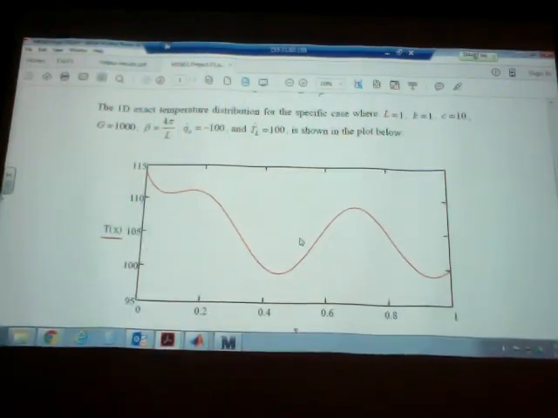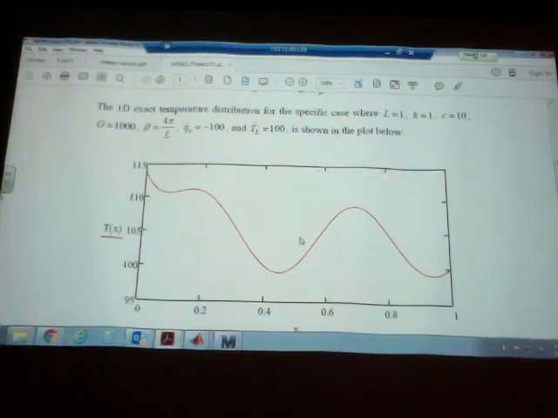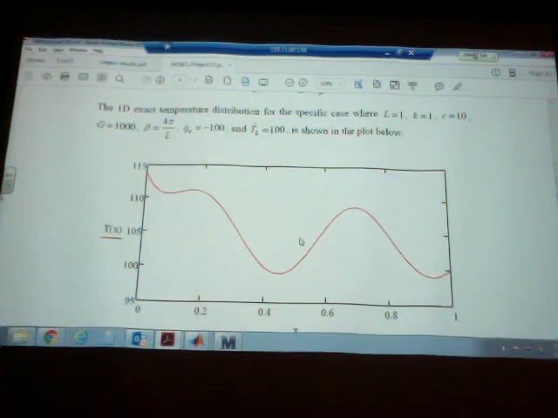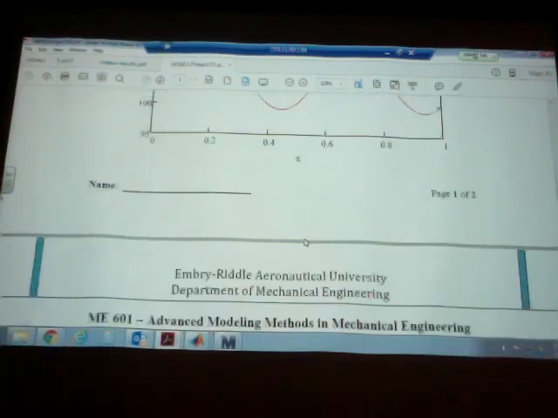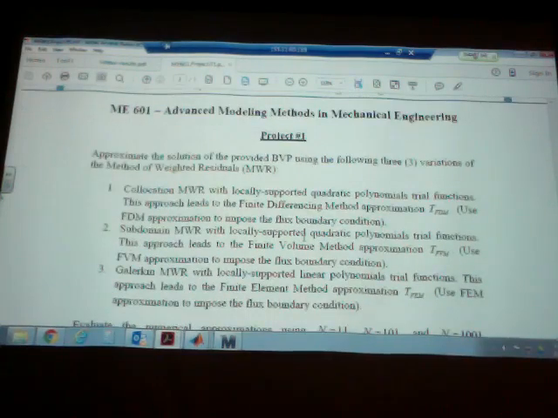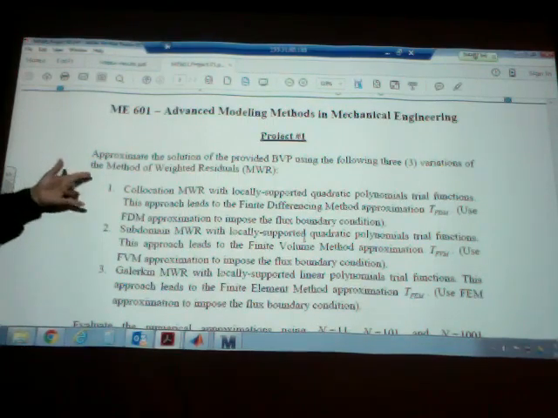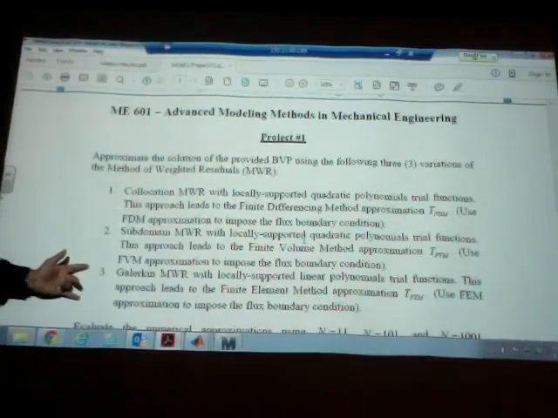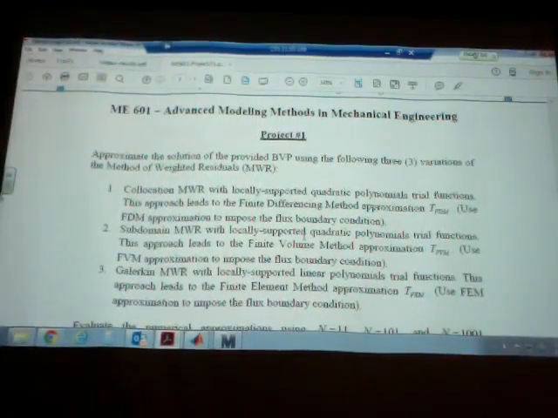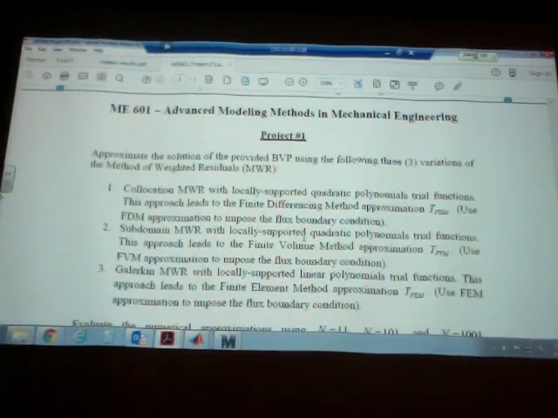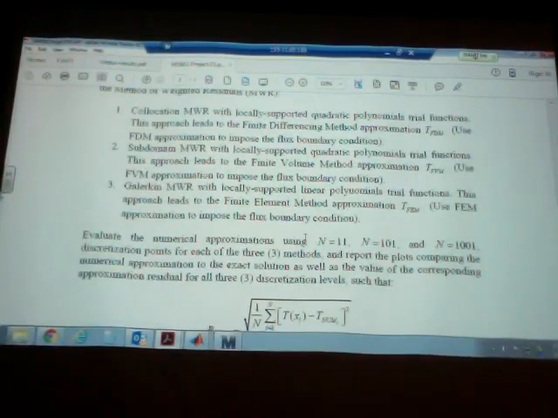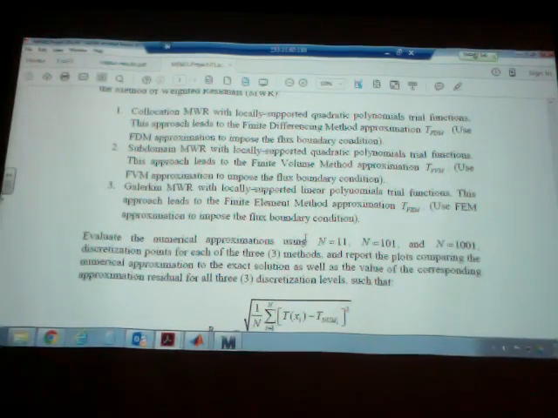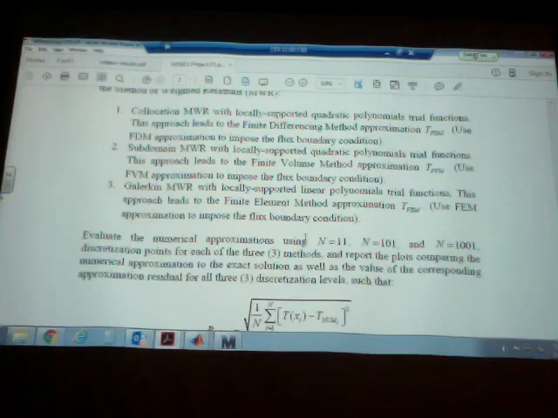You can test that, you can put that function in MathCAD and that temperature will look like this. I wanted a weird looking temperature to actually get some errors here, something that can be appreciated qualitatively and obviously quantitatively. So what you're going to do is approximate the solution of the provided boundary value problem using the following 3 variations of the method of weighted residuals. You're going to use FDM, FVM, and FEM. And you're going to do that using n equal 11, n equal 101, and n equal 1001, so 3 orders of magnitude change.